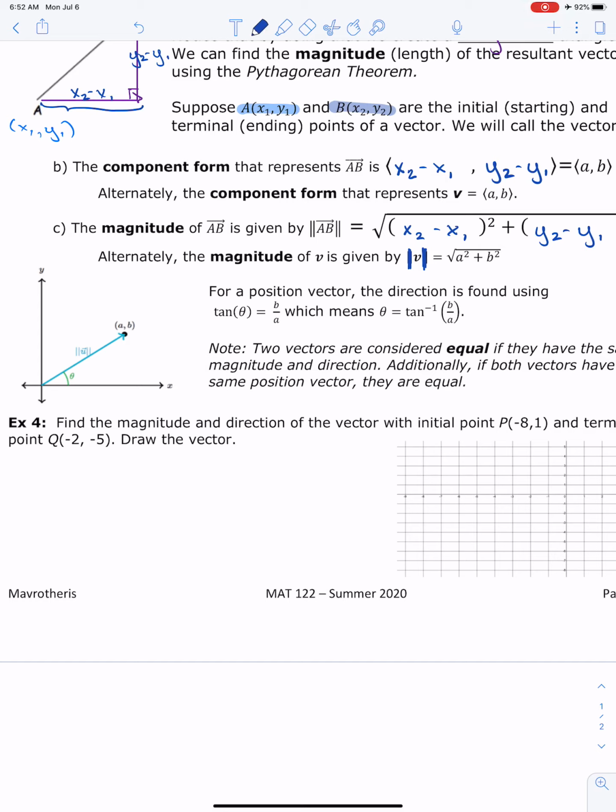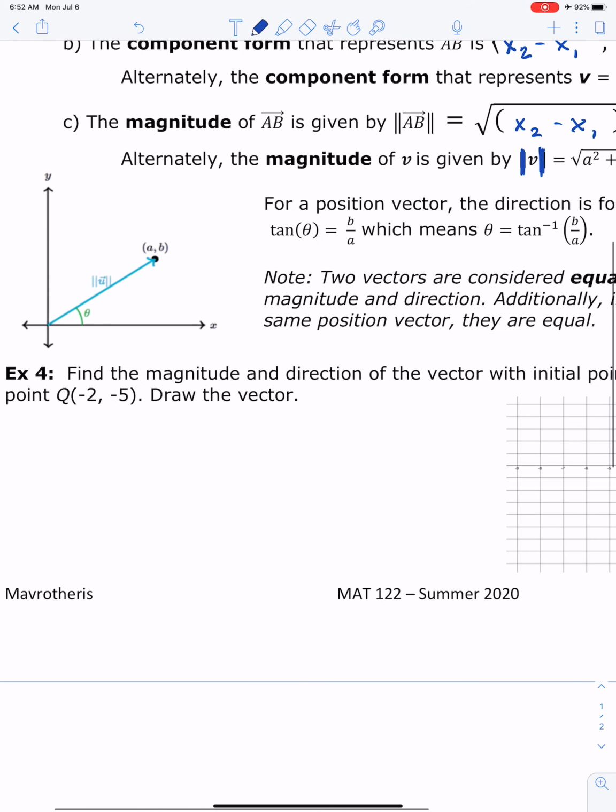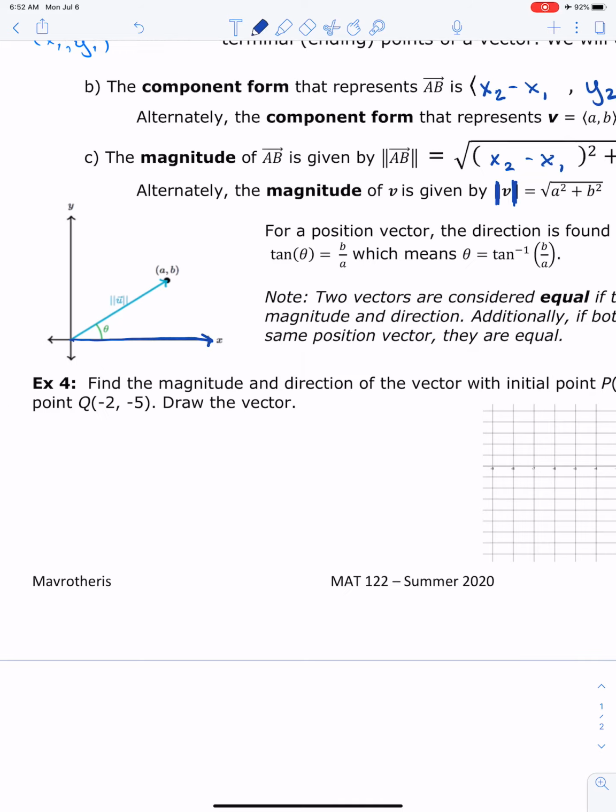When we talk about a position vector and the direction, we're going back to reference angles. We're talking about the angle that is made with the x-axis, okay? And specifically, it's going to be the angle that's made with 0. So we're going to talk about a position in terms of that angle with respect to 0, okay?